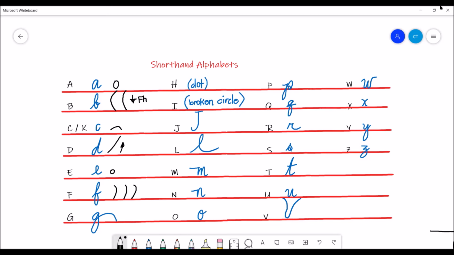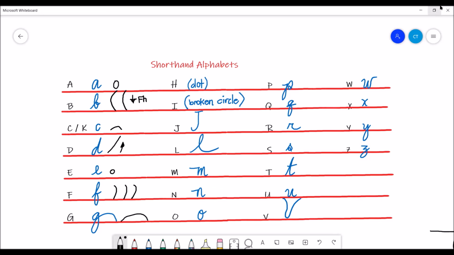For letter G, I already introduced this to you last time. So what happened from this long hand stroke, we omitted the main body part. And the remaining is the stroke for shorthand. And now letter G is written as this one.